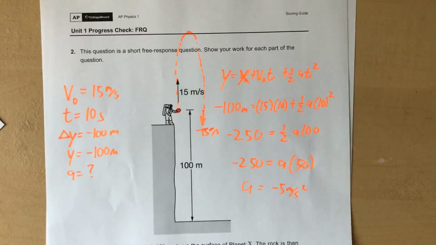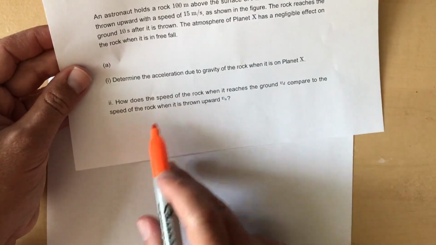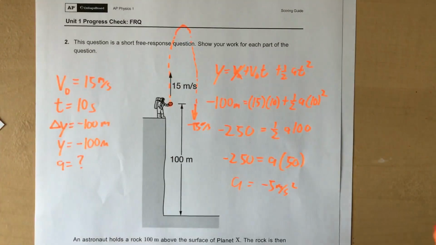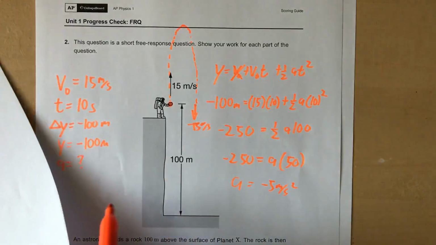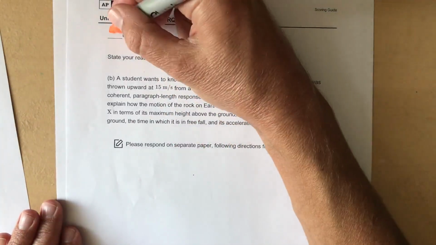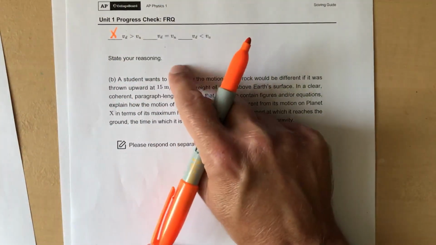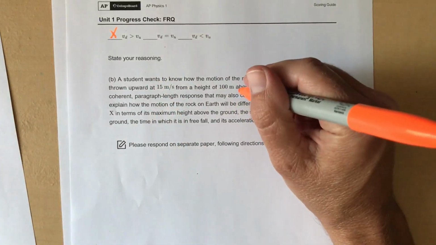So notice an important but subtle point: they do say how does the speed, so that means we don't care about the direction. If it was velocity, you might get tangled up in the positives or negatives, but speed just means the number. So when we get over here, it turns out that Vd is greater than Vu, and we explain that, and I won't write it all out, but you heard me explain it on the front.